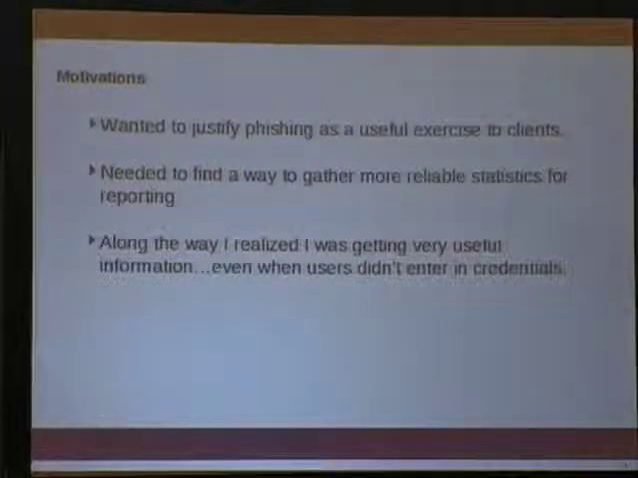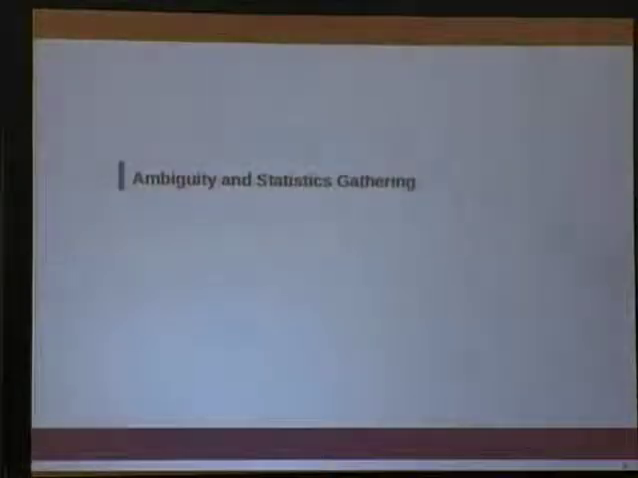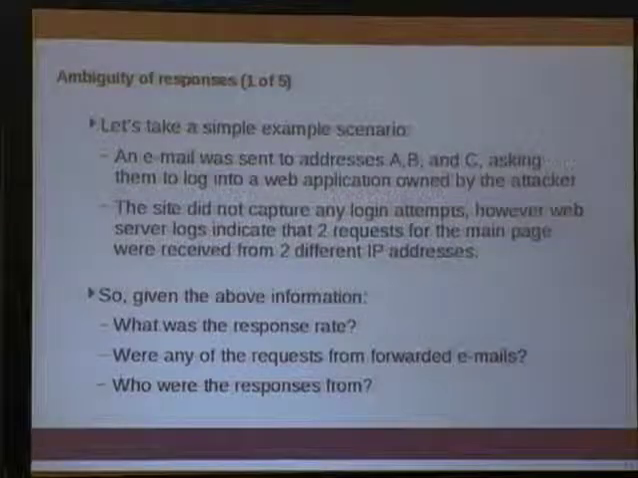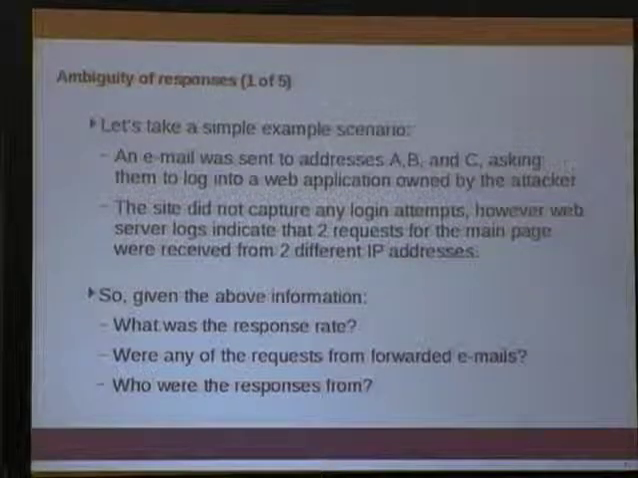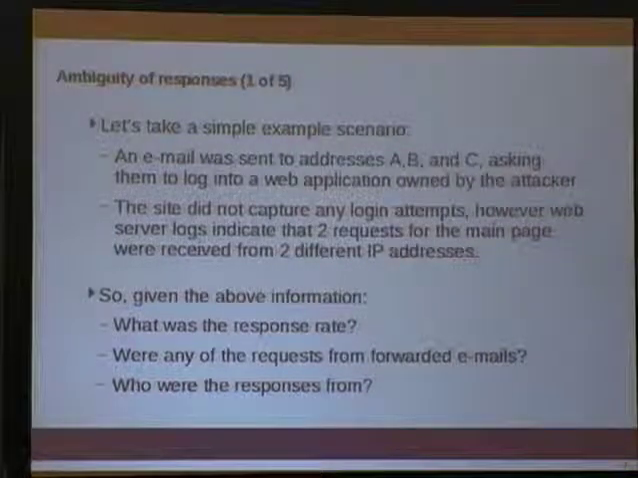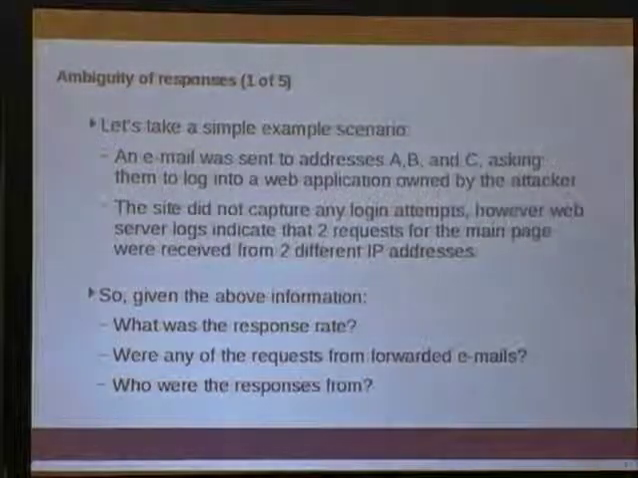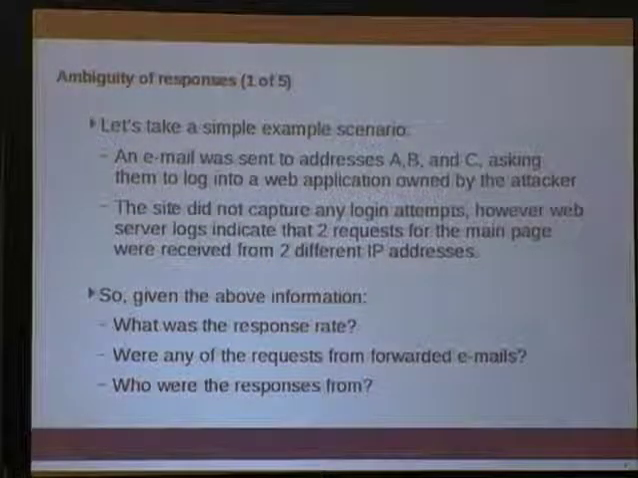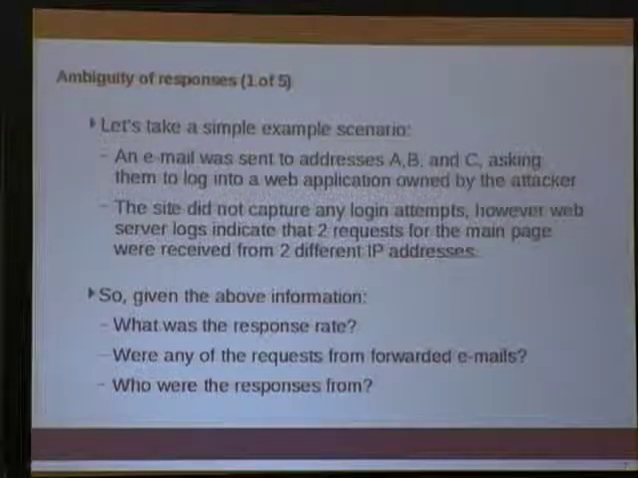Now, along the way, when I was building some stuff up, I thought I was actually getting some very useful information, even when people weren't entering information into a capture script. So with ambiguity, let's take a simple exercise. I send out 3 emails to A, B, and C and ask them to log into a web application that I'm running, trying to capture their logins. So let's say in this example, I didn't get any information actually entered in, but I did get 2 requests for the page, so the index page for my web server, and they came from 2 different IP addresses.